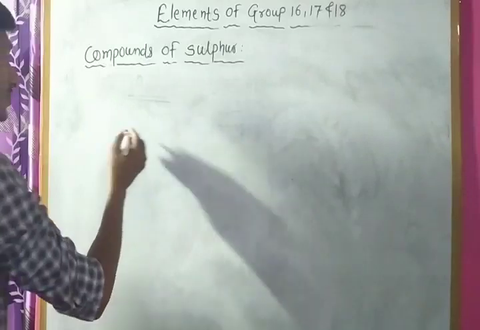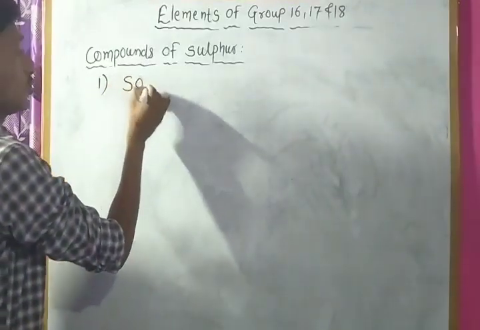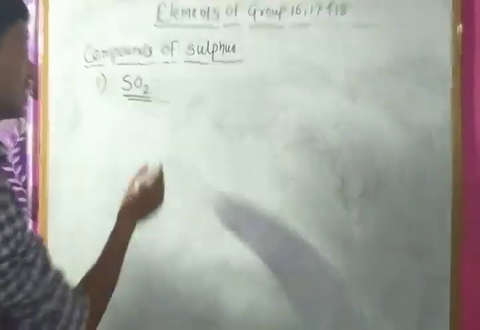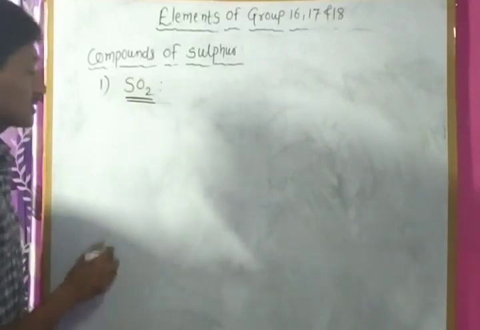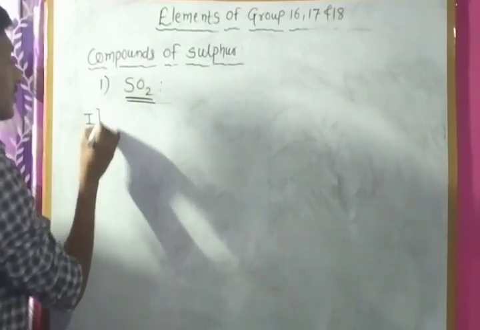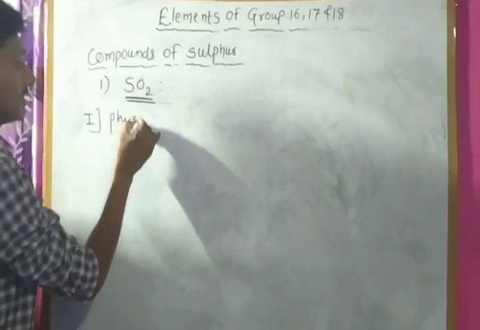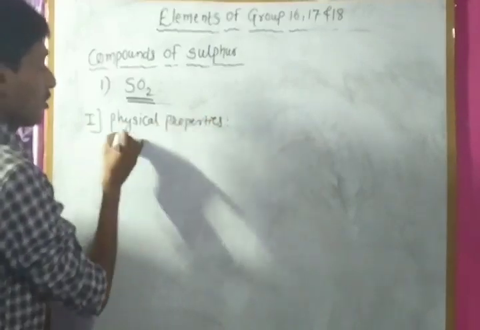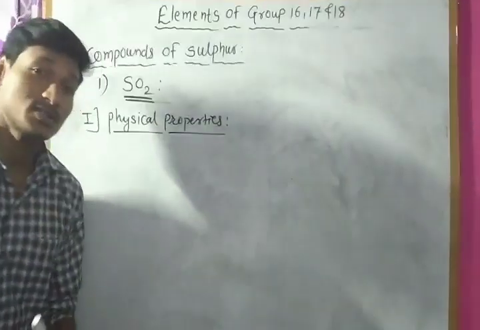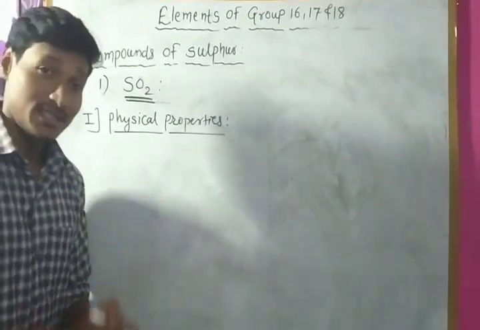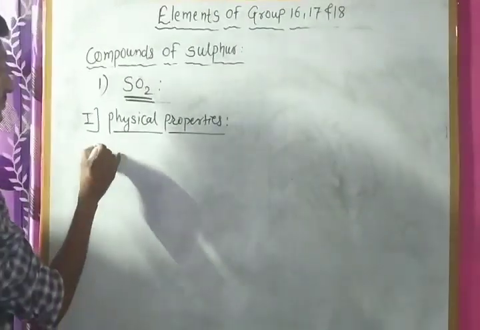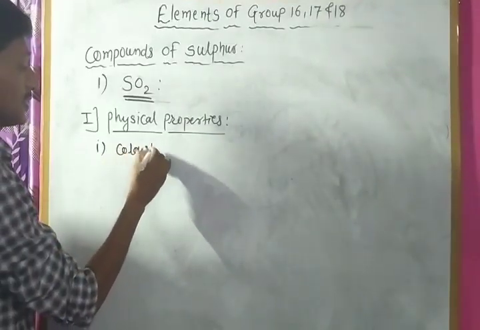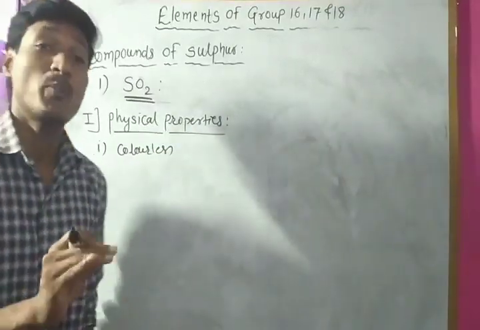See here, first we will discuss SO2, that is sulfur dioxide, and then H2SO4, that is sulfuric acid. So let's start with SO2. See here, we discuss the physical properties first. What are the physical properties of SO2? We will discuss one by one. First property, it is a colorless gas with a pungent smell.